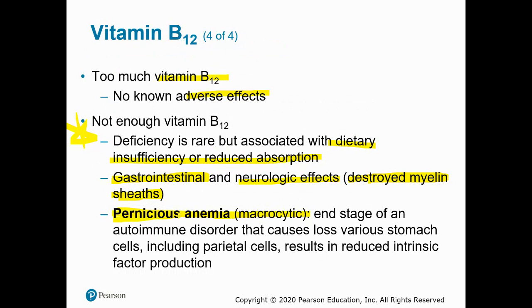Pernicious anemia is actually the end stage of an autoimmune disorder that results in lack of stomach cells, potentially leading to lack of stomach acid, and potentially leading to that lack of intrinsic factor. So B12 deficiency, again, can result from dietary insufficiency and can result from autoimmune disorders that affect stomach health or stomach cell production.